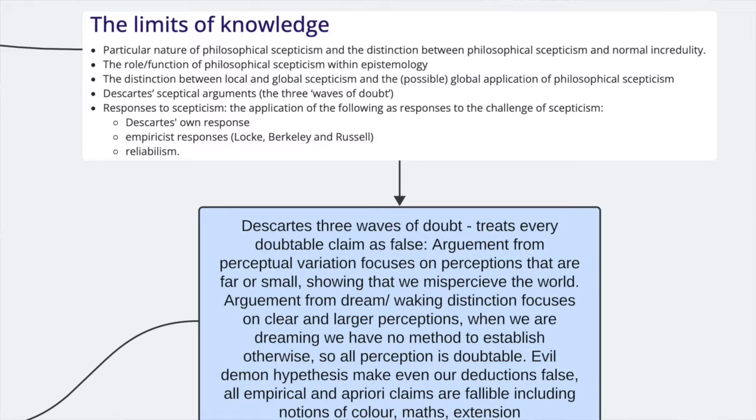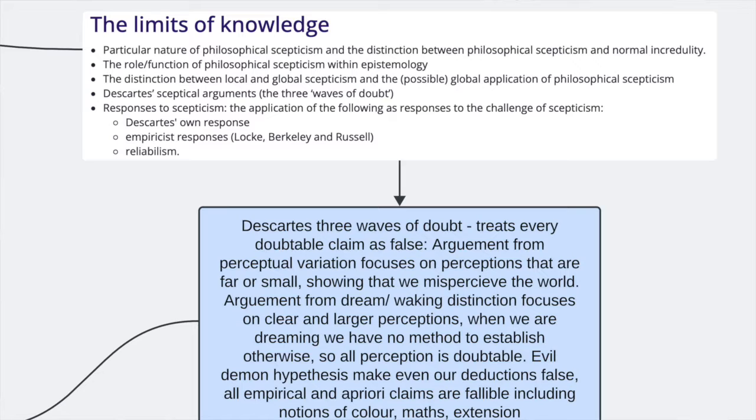The second wave is the argument from the dream-waking distinction. Now that extends this criticism of perception, not just to perceptions that are far away, that appear small to me, but actually to all perception. So in a dream, I don't have any way of determining whether my perceptions are false. So I could suppose that I'm in a dream, and my perceptions that seem accurate are actually not a representation of the world. And so what this means is all our perceptions are dubitable.